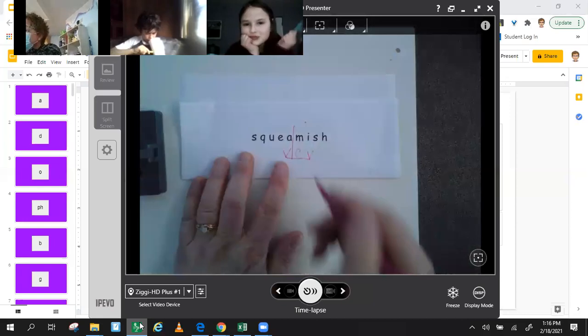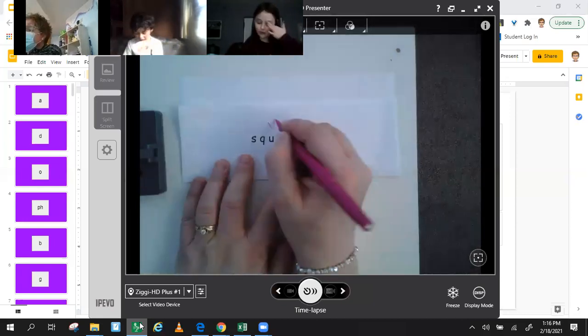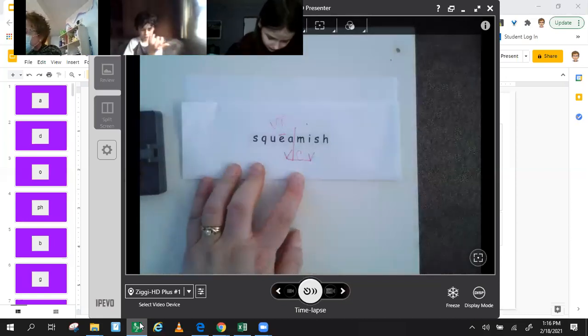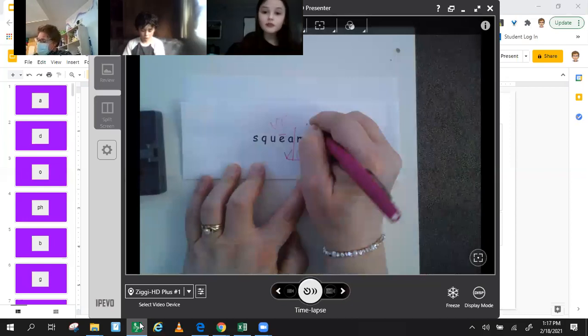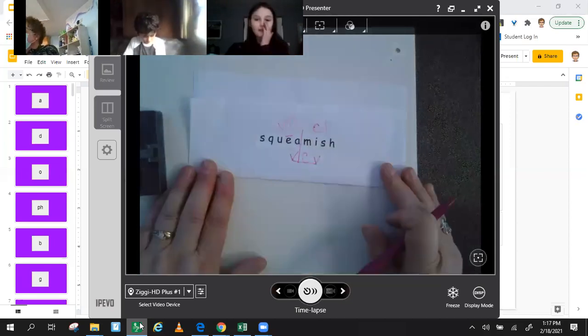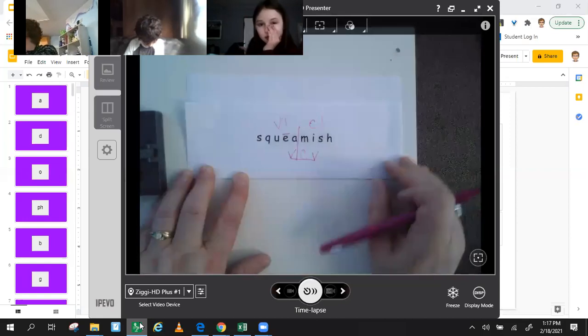This is a vowel team, so we're going to mark it with a VT. And ish is going to be what kind? Closed. So that one doesn't matter quite so much where that line is because it's pretty much going to say the same no matter which way you've got it. Closed and a vowel team.